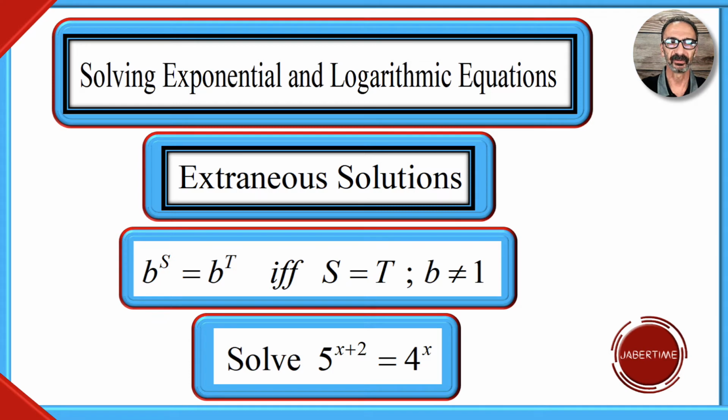We're going to go over solving exponential and logarithmic equations. We're going to talk about the extraneous solutions. The main thing that we're going to be using is, if you have the same base, b to the power s equals b to the power t, we're going to take advantage of the common base and go directly to the exponent, s equals t, and move from there. One more thing is, if we don't have the same base, we're going to apply the log to both sides. Let's get started.